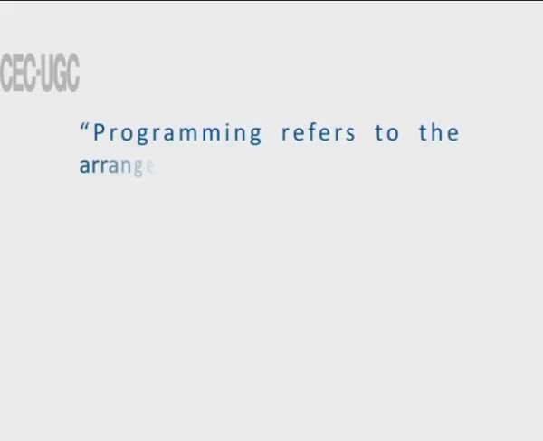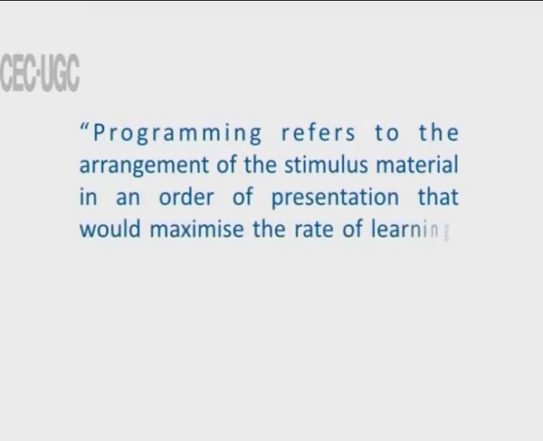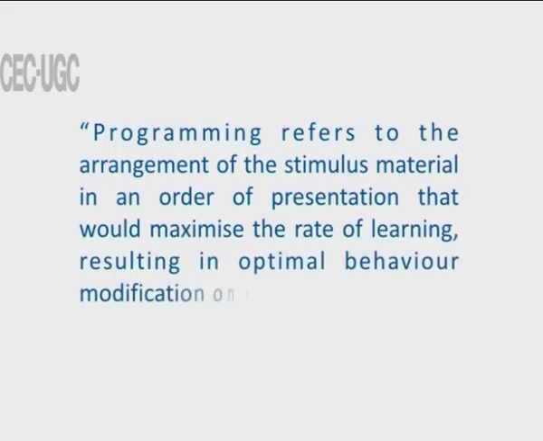Coming to the meaning of program instruction. Programming refers to the arrangement of the stimulus material in an order of presentation that would maximize the rate of learning, resulting in optimal behavior modification on the prescribed lines. In this method, the material to be learned is arranged in graded units according to the level of difficulty. It is presented in such an order that it results in the best understanding and retention. Thus, a program is a subject matter to be learned by the students, while programming is a new method of arranging the subject matter to be picked up by the pupils.